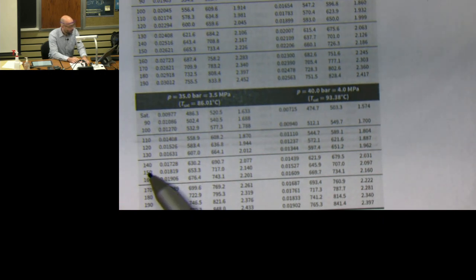At 35 bars, we've at 140, and there is 630.2. Okay, so there's where we are. We found our value, and now the corresponding specific volume is right there. The specific volume is equal to 0.01728. Okay, so that is our value that we're going to be looking for.